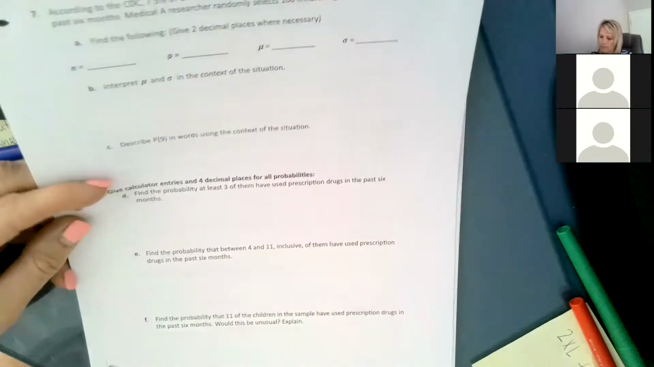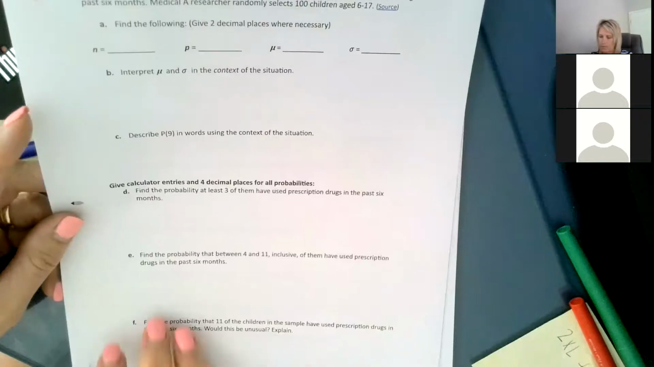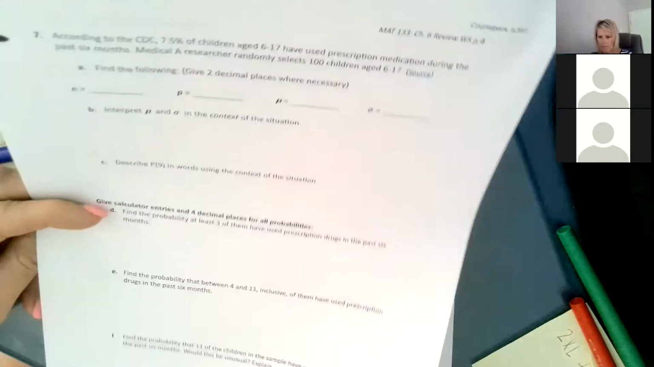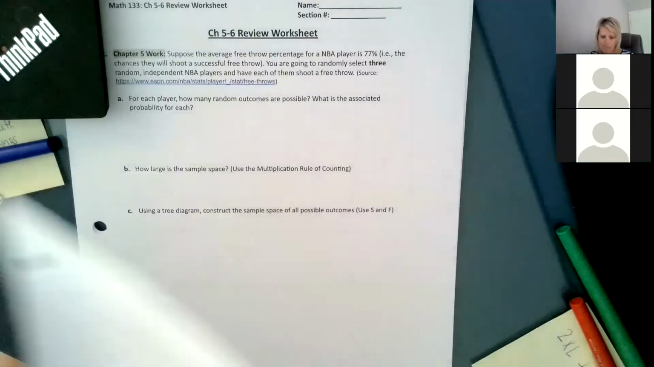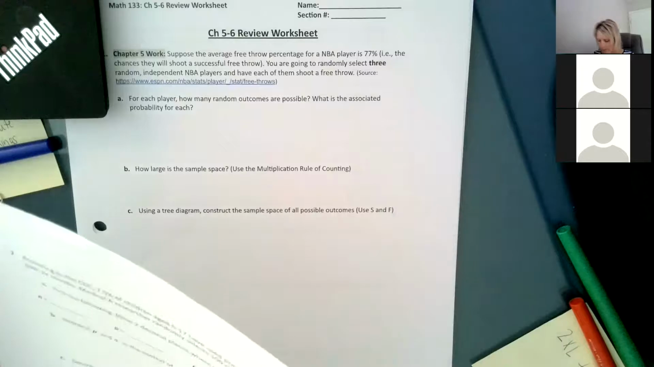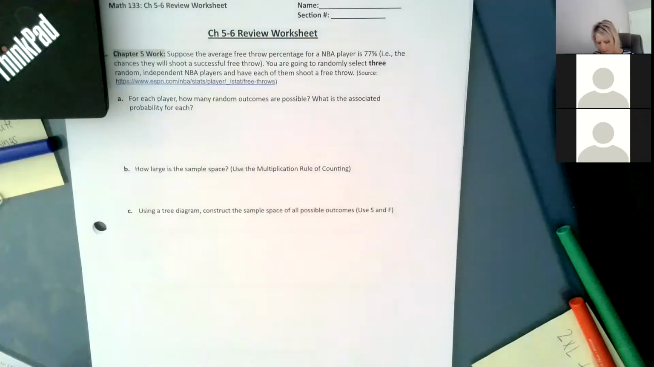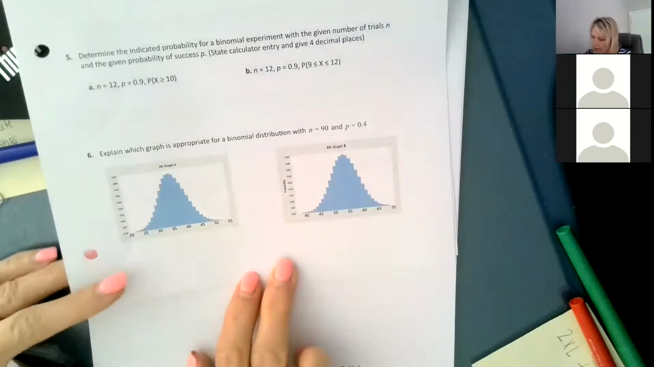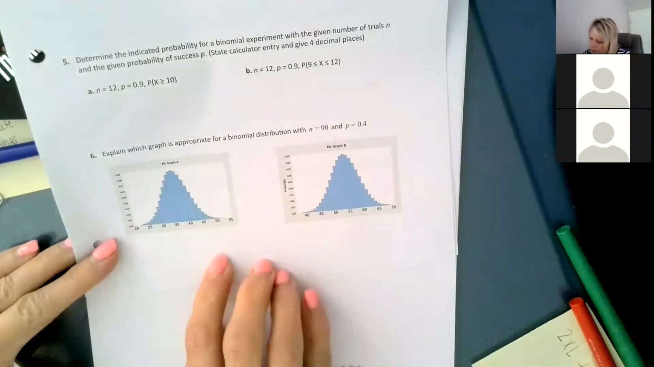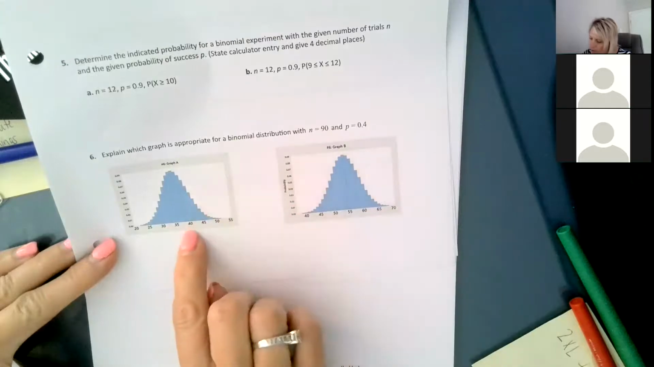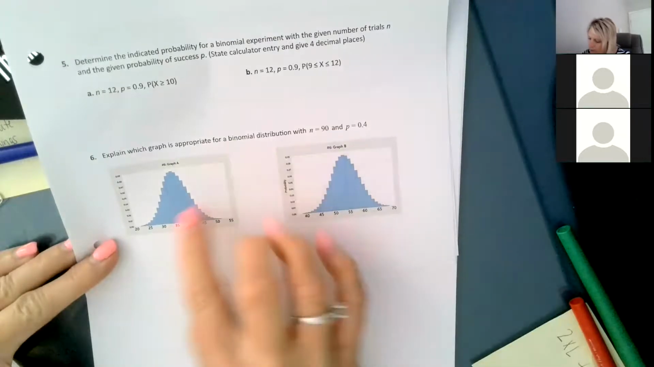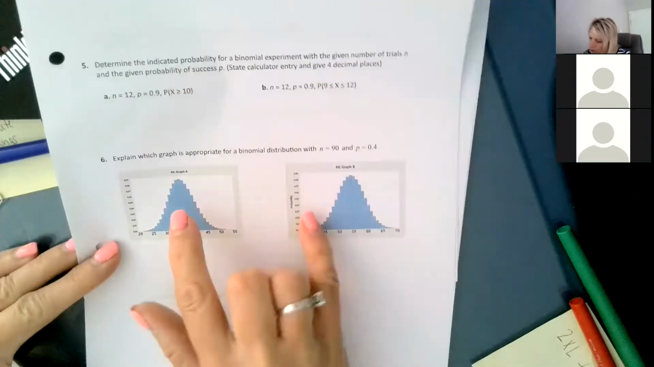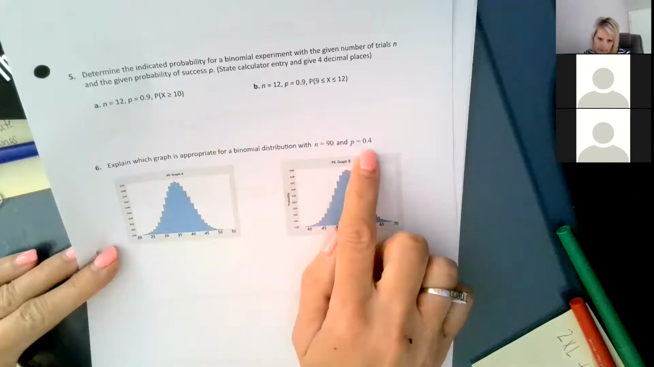Okay, that helps. And then my only other question was number 6 on the page right before that. We just had a really similar one to that also in the review worksheet with the 2 graphs. So I just need to find the mean there. Yeah, because that's how we would kind of compare them: which one talks about a sample size of 90 with a probability of 0.4 using these 2 graphs.